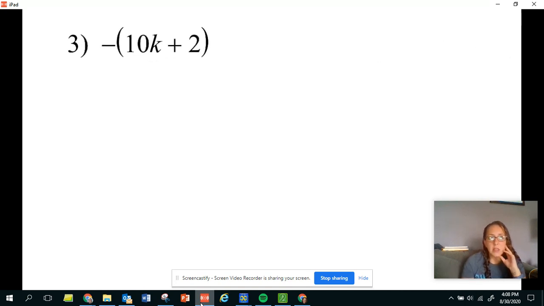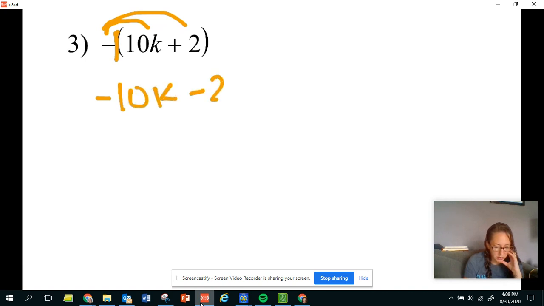So this is kind of what we did last week, where we distributed the negative. If you don't have a number there, but you do have a negative, it's the same thing as taking a -1 and multiplying it by both. Okay, so this is going to become -10k minus 2. So ta-da, you distributed. Give yourself one.